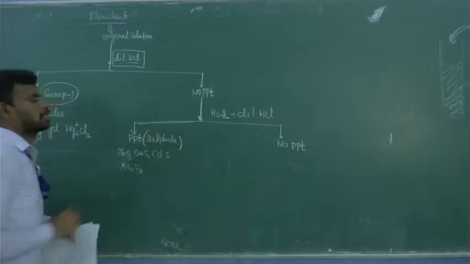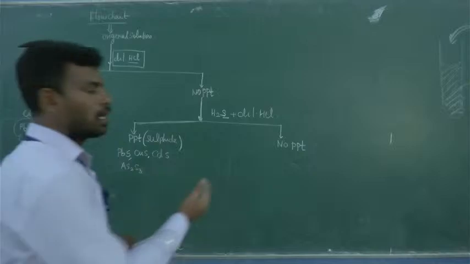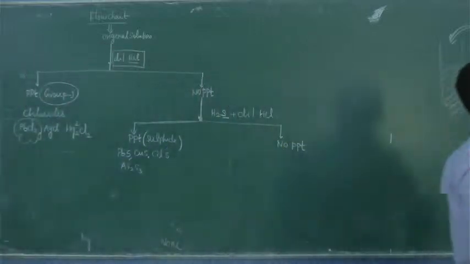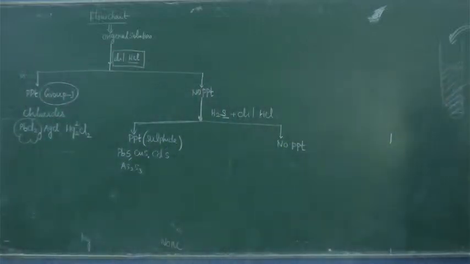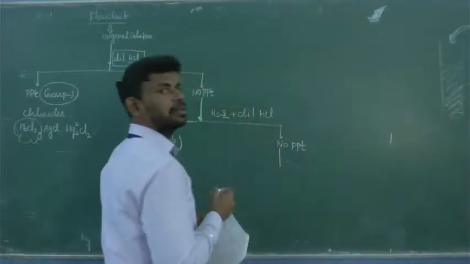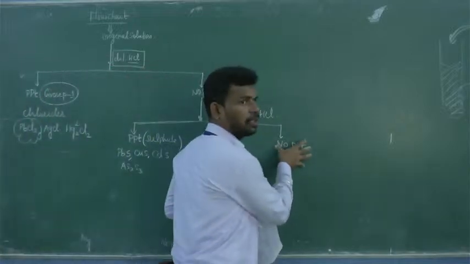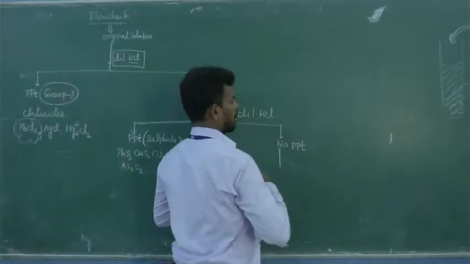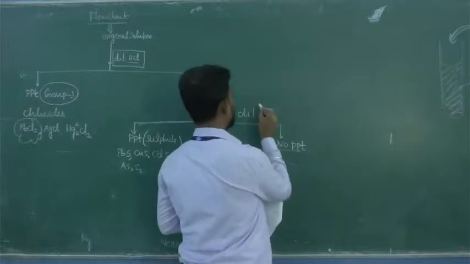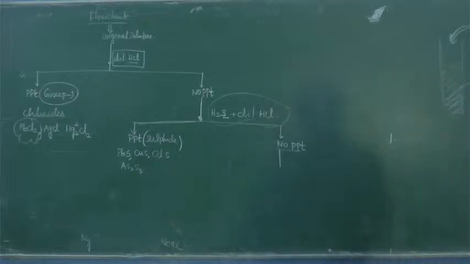Please note this: what precipitates? Sulfide. Is it clear? Suppose no precipitate comes; do we need to go to the next step? Yes, you have to go for the next step. Is it clear? Now what do you have to do? In this test tube, precipitate has not formed. It contains H2S plus HCl.